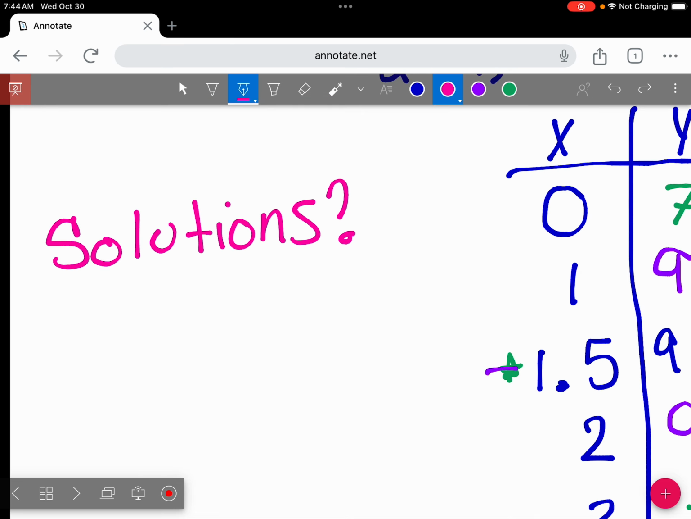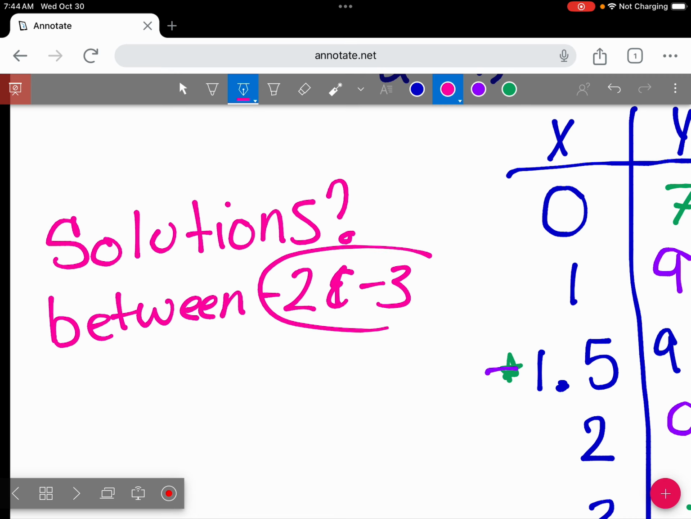So we're going to have one between -2 and -3. Say yours is at -3. We're graphing by hand. If we were graphing on graphing calculators, we could be exact and specific, but it's not super close. Mine is right smack between.